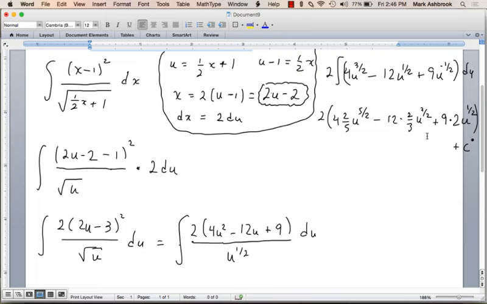Now let's multiply the 2 back in. We don't have anything factored, so we'll just have all terms. This looks like 16/5 u to the 5 halves. Check my math here. What was this? Was this 2/3? Yeah. So this is going to be 48/3. Check my math. 36.